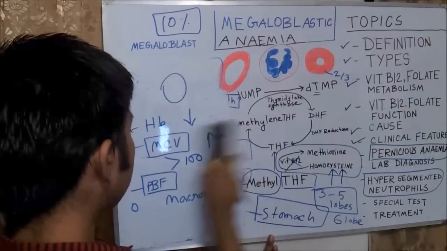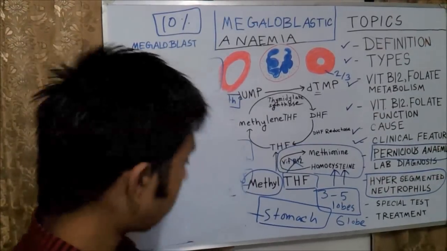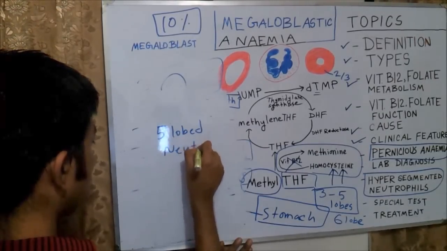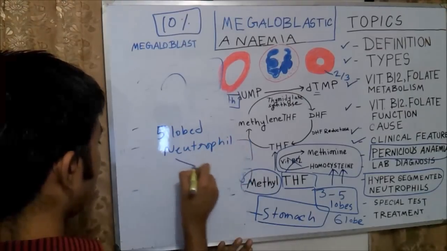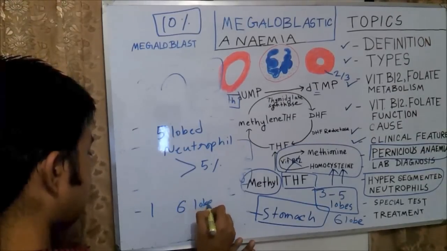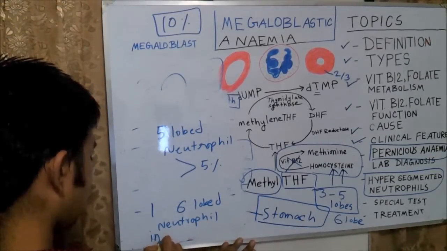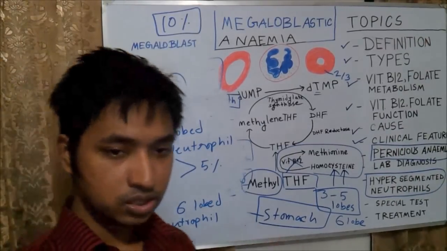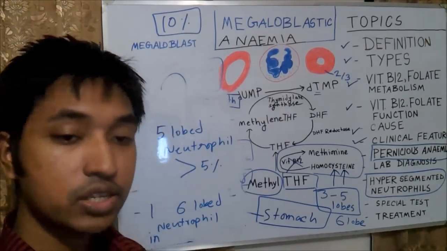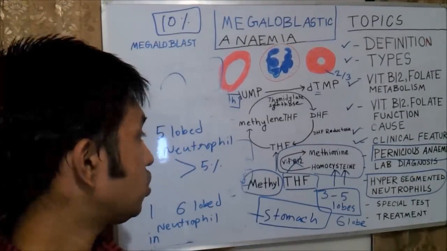5 lobes, their percentage in the blood is more than 5%, I'm writing here, 5-lobed neutrophil more than 5%, or if 1 6-lobed neutrophil in one field, one microscope visual field, even if we can see one neutrophil that has 6 lobes, we will say that is a hypersegmented blood picture, hypersegmented neutrophil containing blood picture, blood film.